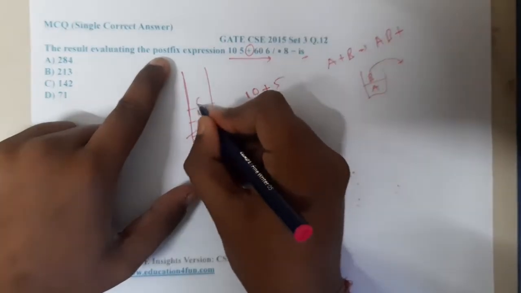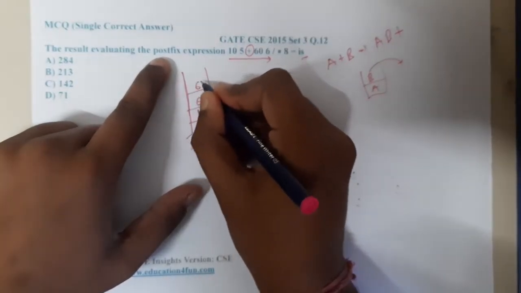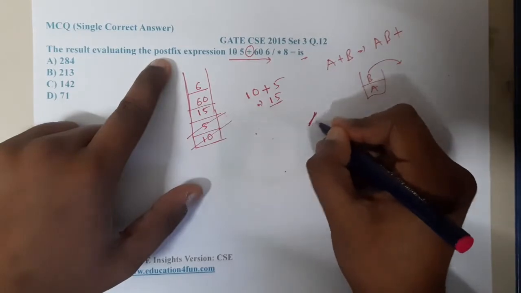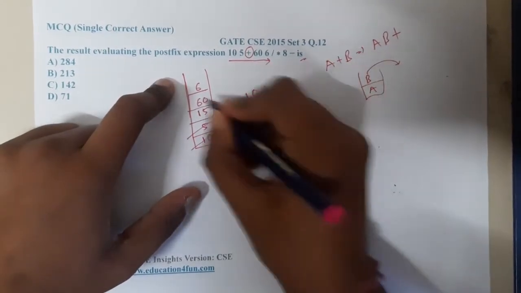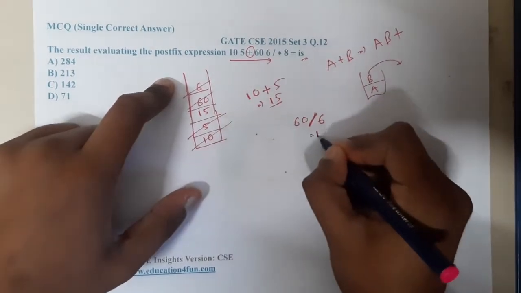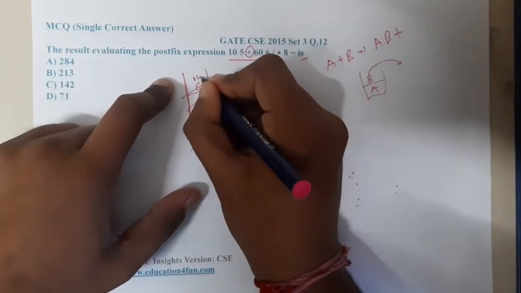After that we will be getting 60, after that 6, after that we got slash. What did I tell? I told the first value will be on this side and the next value will be on this side. So these two are also popped and the result is 10. So this 10 will be pushed.